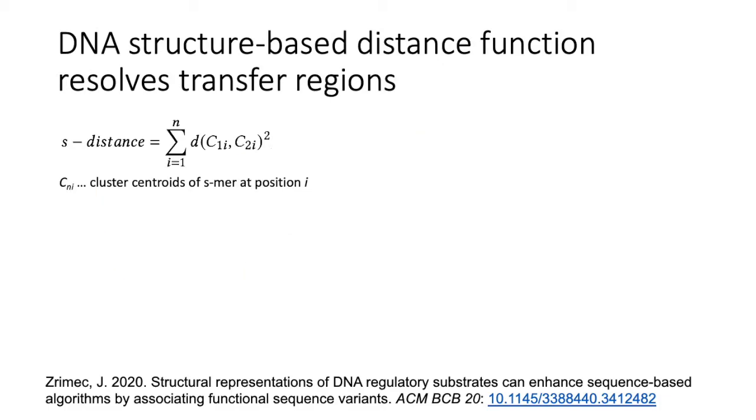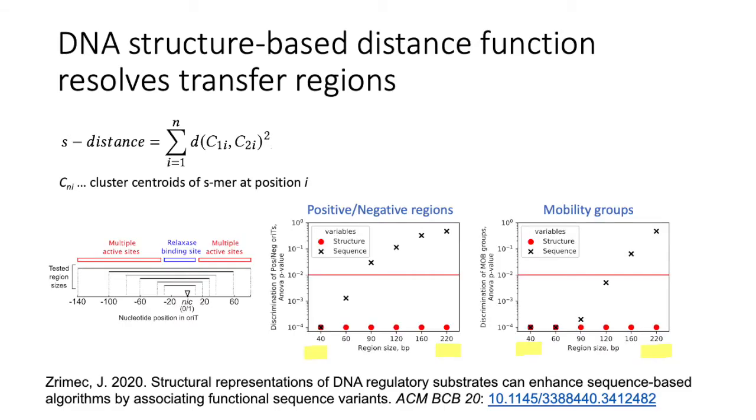Then finally, a structural distance measure could be developed, which was termed the S-distance. This was defined as the sum of Euclidean distances between the cluster centroids of consecutive S-mers in two different structural representations. We then analyzed and compared the performance of the S-distance to the nucleotide sequence p-distance, which is the Hamming distance scaled by the sequence length, when trying to discriminate positive or negative examples or among different mob groups.